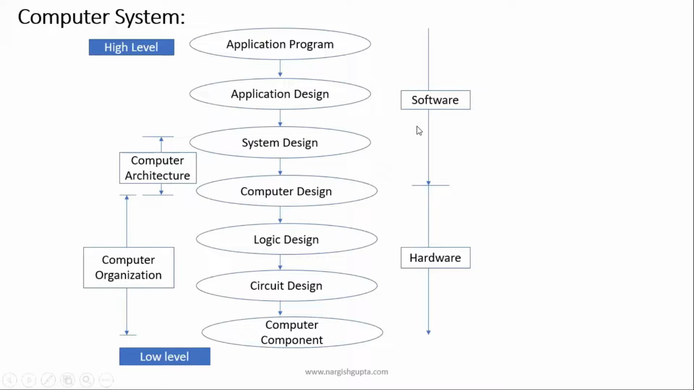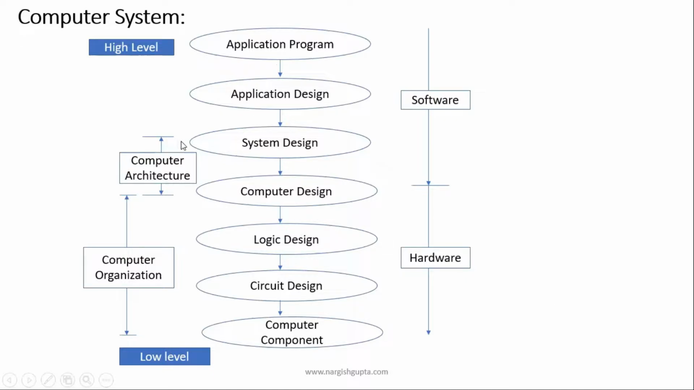So first, here is the layered view of your computer system. First, we have the application program, which belongs to the high level. Then we have application design. Then comes the system design. After that, we have computer design. Then we have logic design, circuit design, and computer component. So this is the hierarchy in which the computer system works.